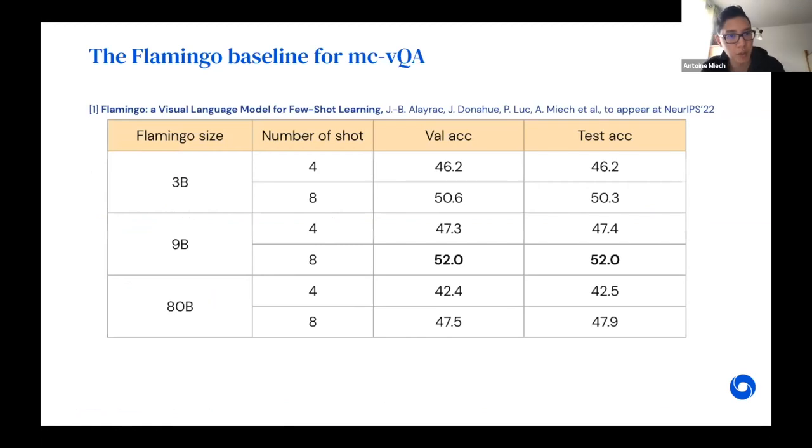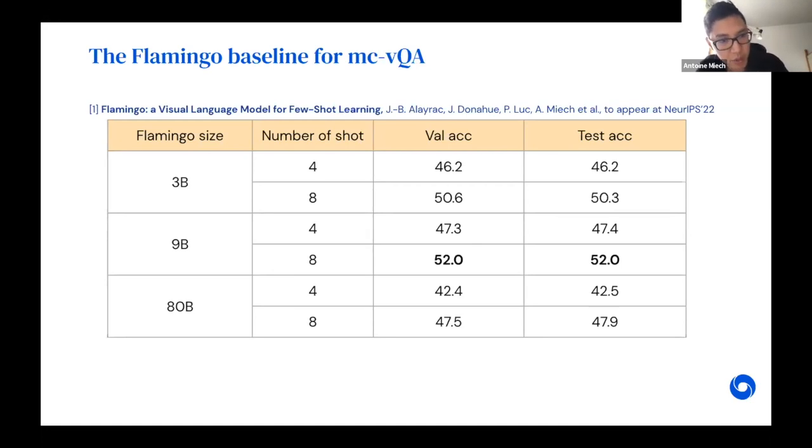So these are the main results. We have evaluated 3 different Flamingo models. They come in different sizes: 3 billion, 9 billion, and 80 billion, which is the largest one. And for each of them, you have 4 or 8 shots. You can see that amongst the 3 models, obviously, when you have more shots, you get better results in terms of accuracy.